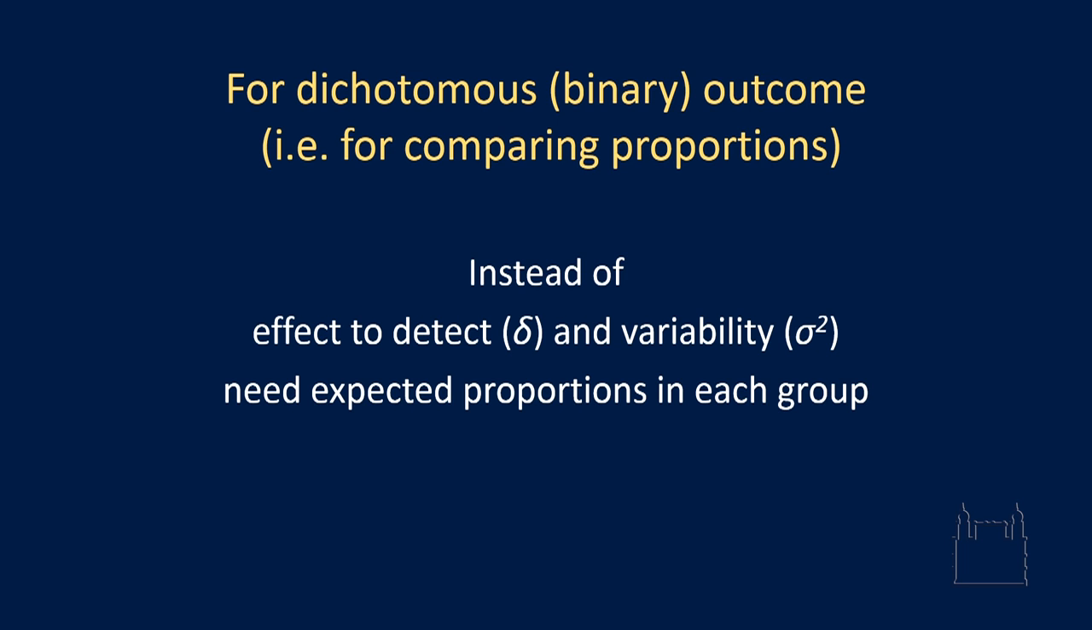Because if you have proportions, you have variance. Or you can say, I expect this proportion in the control, and I want to see a difference of 10%, which is really the same as saying the new medication would be this plus 10. So the whole point of the slide is in the case of binary, instead of delta and sigma squared, it's really the proportion in each arm that you need to specify to get sample size. That's really the point of the slide.